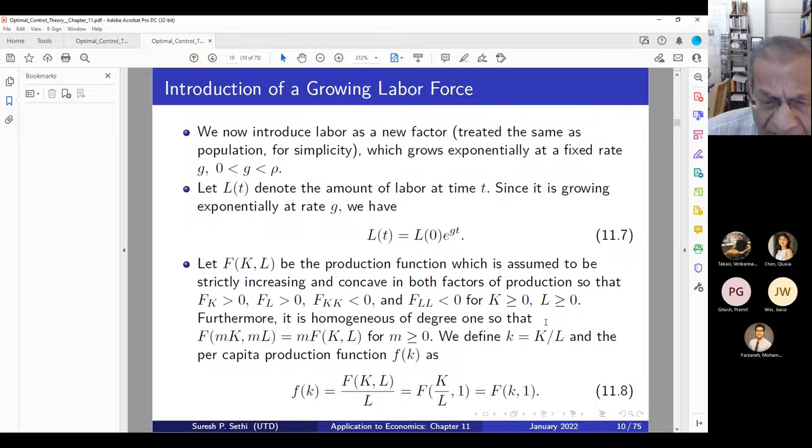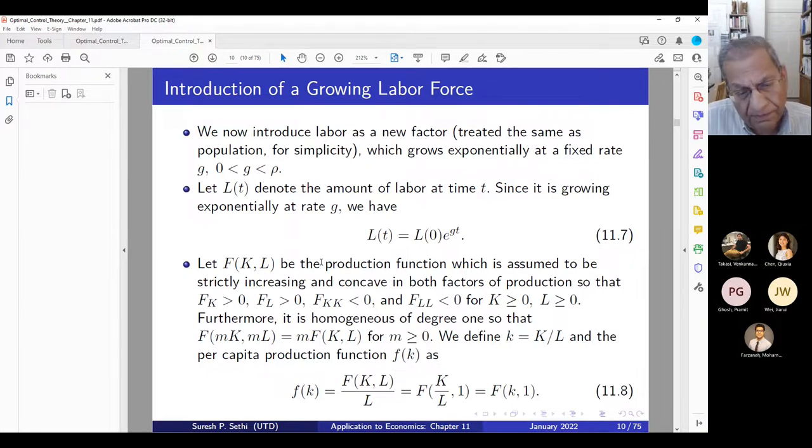We assume homogeneity of degree one, which means that if I multiply the labor by M and capital by M, then I get M times the old production. Which is sort of saying that if I have one machine and one person, it gives you a certain product. Then I just repeat another machine, another person somewhere else. Then it's two times the production. So that's kind of the idea of homogeneous production.